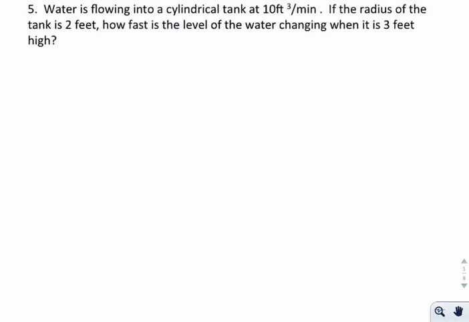Water is flowing into a cylindrical tank at 10 cubic feet per minute. If the radius of the tank is 2 feet, how fast is the level of the water changing when it is 3 feet high? Well, so here we have a cylindrical tank, and in a cylinder we know we have a radius and we have a height, and that's about all we have here.